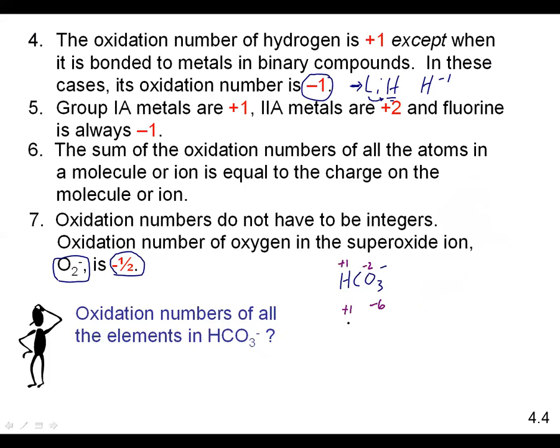So in this case, if we add up what we have going so far, we have -5. Now remember that this ion does not equal 0, but has an overall charge of -1. So to get us to -1, in this case, the carbon does need to be plus 4.